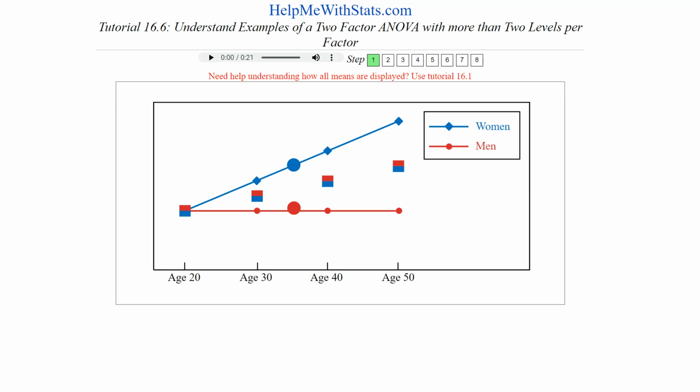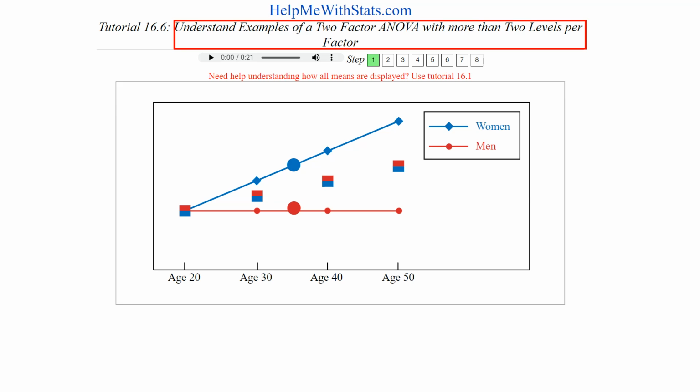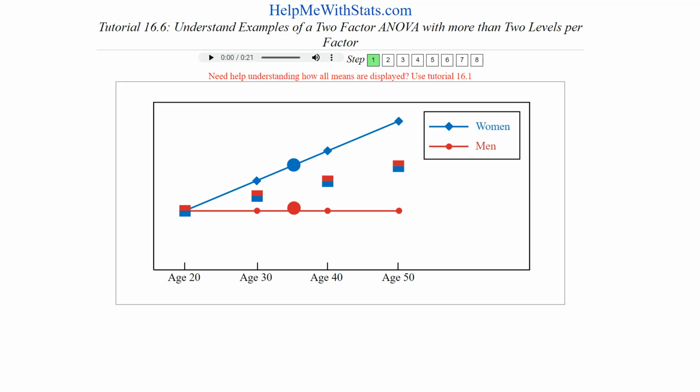HelpMeWithStats.com was used to create this tutorial that can help us understand examples of a two-factor ANOVA with more than 2 levels per factor. This 2x4 ANOVA shows a main effect of gender because the mean of women, large blue circle, is higher than the mean of men, large red circle. There is a main effect of age because the means of the different ages, red/blue squares, are not all the same. There is an interaction because the lines are not parallel.